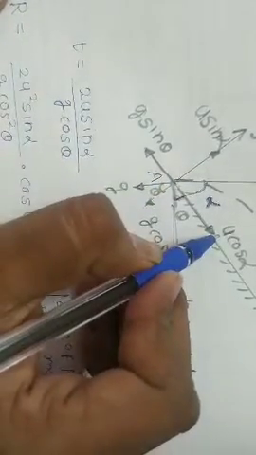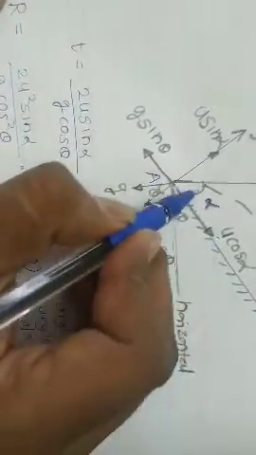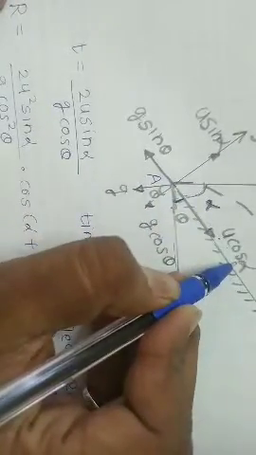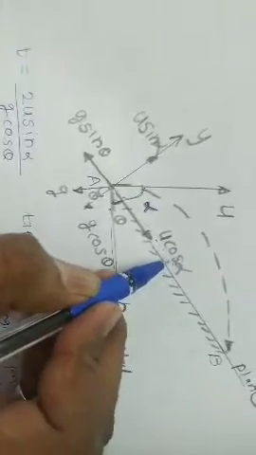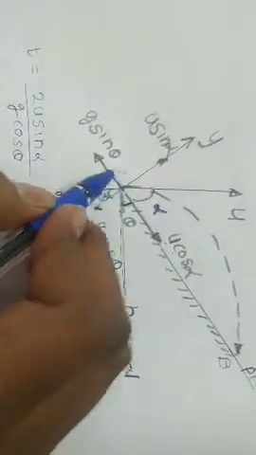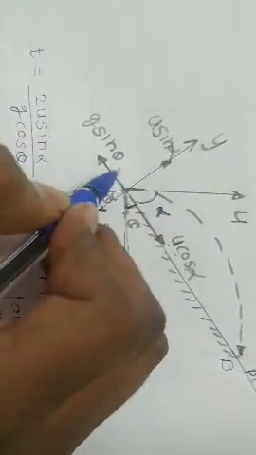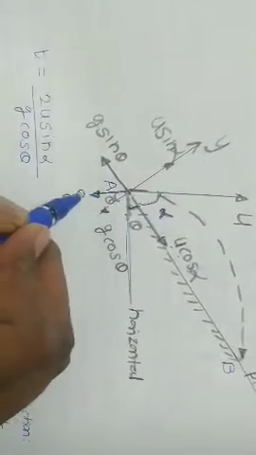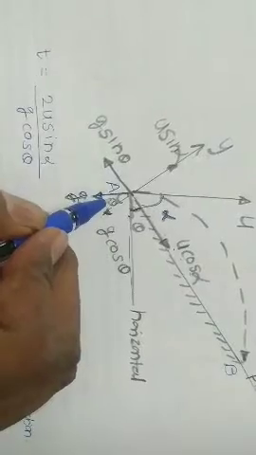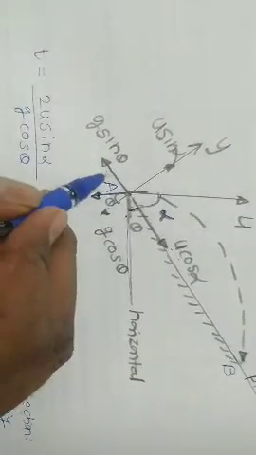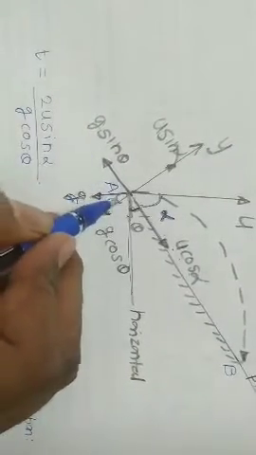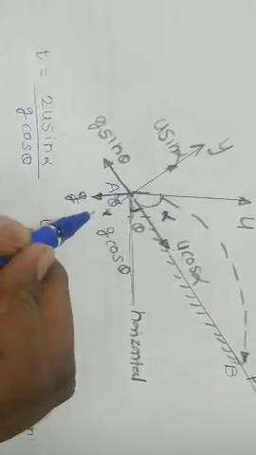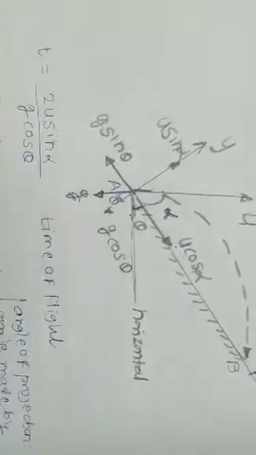The x component of velocity is u cos alpha. If you resolve this, the x component of velocity is u cos alpha, and the y component of velocity is u sin alpha. Similarly, the gravitational acceleration g has two components. The x component is g sin theta, this is the angle theta, and the y component is g cos theta.